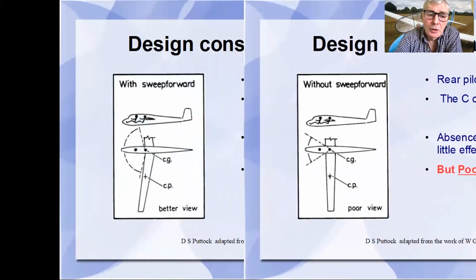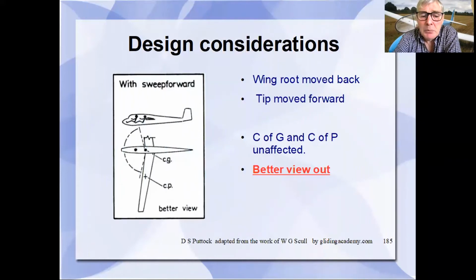So what the designer does is he moves the root of the wing back and the tip of the wing forward, which leaves the centre of pressure pretty much in the same place, but that has effectively put the pilot further forward of the leading edge of the wing, and that gives him a better view out. And that's it. That's the reason that many gliders have got a swept forward design on the wing.